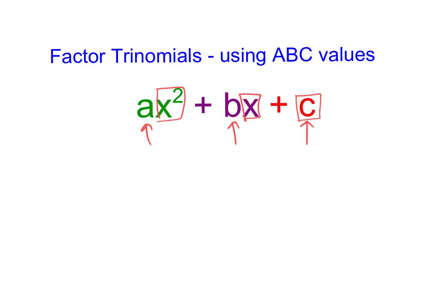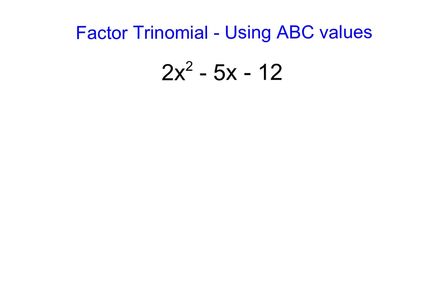Now, in previous videos, we have seen that when A is equal to 1, the factoring process is pretty simple. You can get to your factored form fairly easily by looking at those values of A, B, and C. In this video, however, we're going to focus on when A is not 1, and that means that this process is going to take a little bit longer because factoring when A is not 1 is just a little bit more challenging. So let's dive on in with an example.